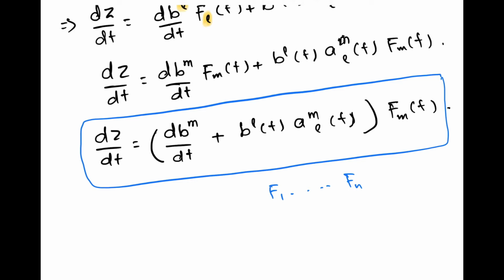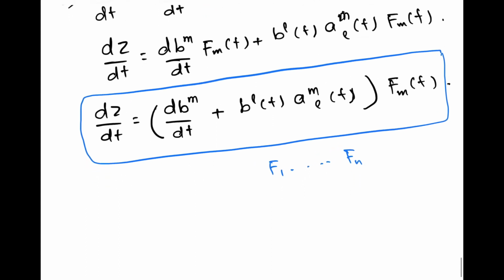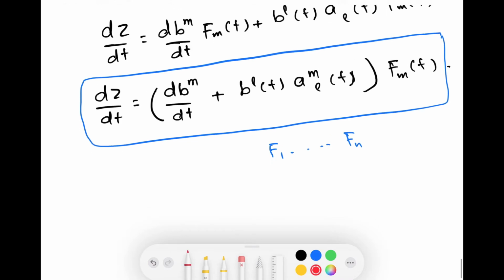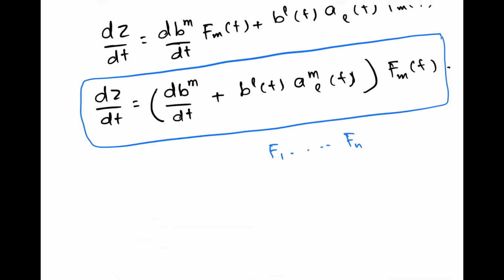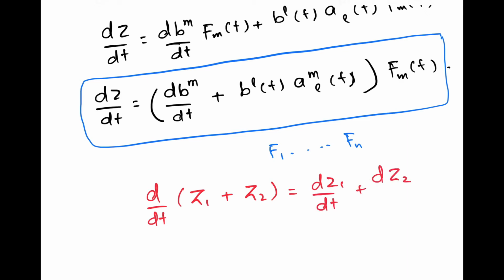So, geometry of space curves. We can derive some useful formulas with the help of these equations, and these are called Frenet-Serret formulas. But before going there, you can see that if I have two vector fields z1 and z2, and I add them and then take the derivative, it will be dz1 by dt plus dz2 by dt, because derivative is a linear operator.